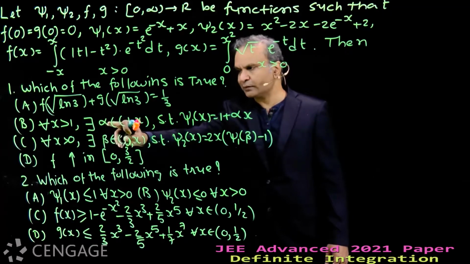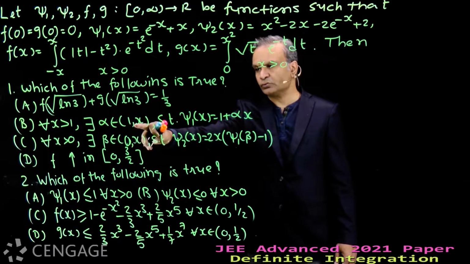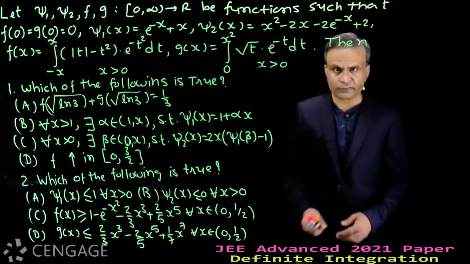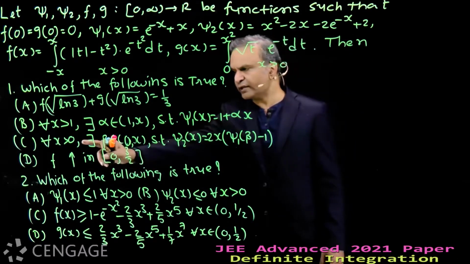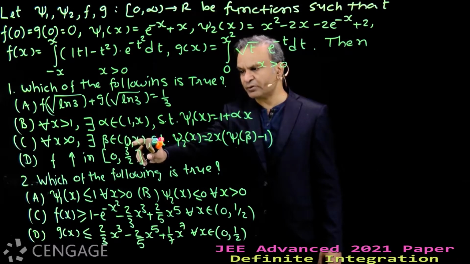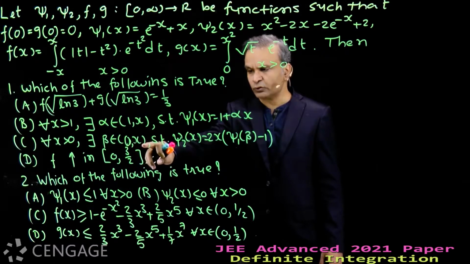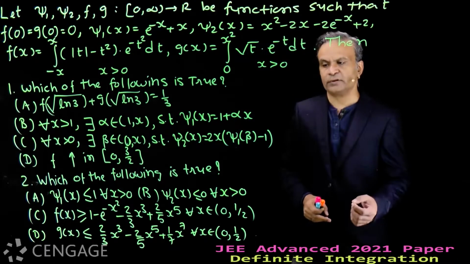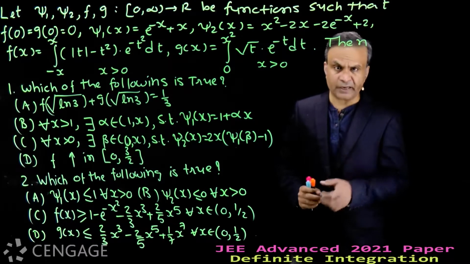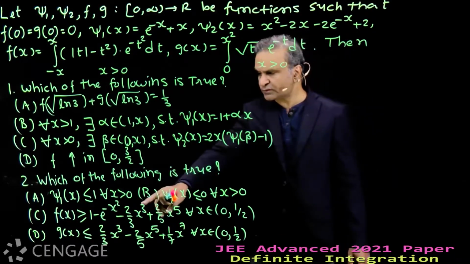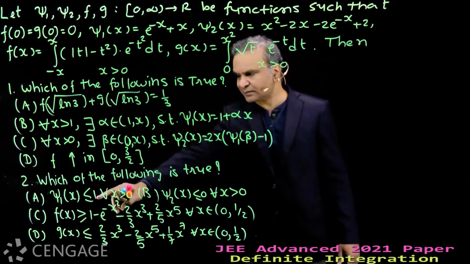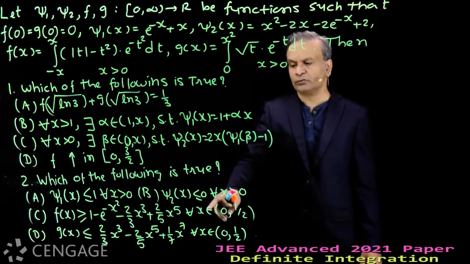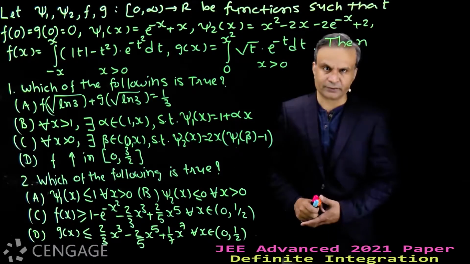For all x greater than 1, there exists alpha belongs to open interval 1 to x such that psi1 x is equal to 1 plus alpha x. And for all x greater than 0, there exists beta belongs to interval 0 to x such that psi2 x is 2x into psi1 of beta minus 1. Okay, and two options here. Psi1 x is less than or equal to 1 for all x greater than 0, and psi2 x is less than or equal to 0 for all x greater than 0.